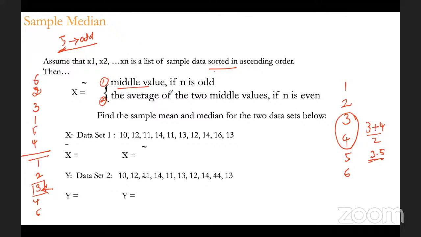Right. So 3.5 is the median for the data set. Now let us go back to the earlier example. Let us see how the median can solve the problem where the mean could not.